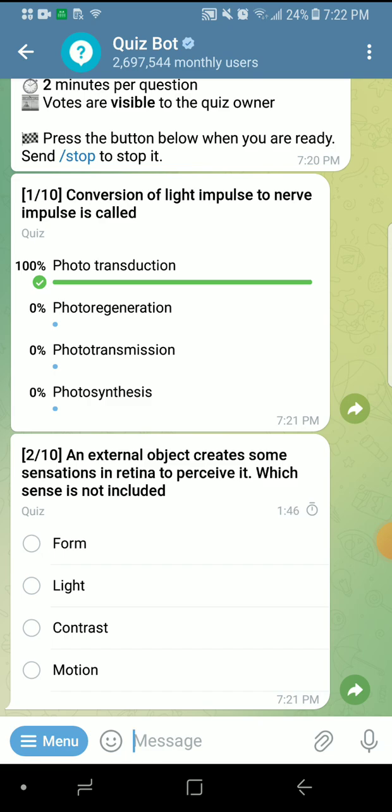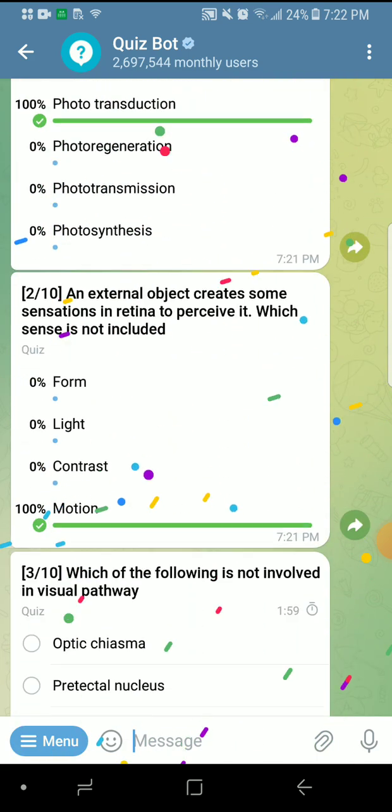Now whenever we see an object, there are four senses which are stimulated in the retina: form, light, contrast and color, not the motion sense, which is the answer of the second question. This also should have been done correctly.